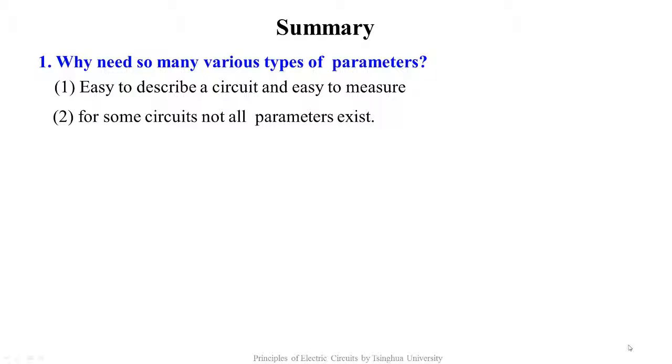More importantly, for some circuits, not all parameters exist. We can only use one or two to describe them. For this circuit, we can write out its G parameters equations directly by the port voltage current relationship. Now we need to write out its G parameters by using G1 and G2 to describe I1 and I2.